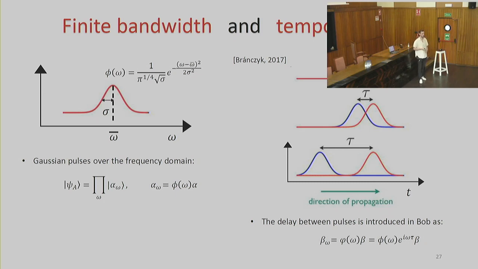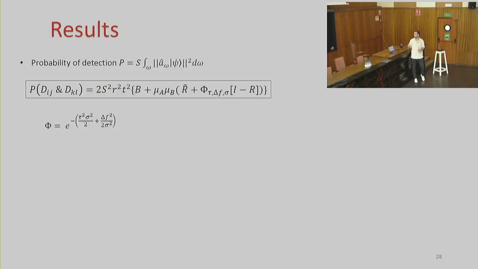And with all this in mind, we can calculate the detection probabilities. The probability of detection will be proportional to, where S here is the efficiency of the detector, the integral over all the frequencies of the square norm of the annihilation operator applied to the state. Since in MDI-QKD we're interested in coincidence probabilities, in coincident clicks in the detectors, we compute the probabilities of detecting a click in detector IJ and detector KL of the setup. And we were able to reduce these probabilities to a nice formula.